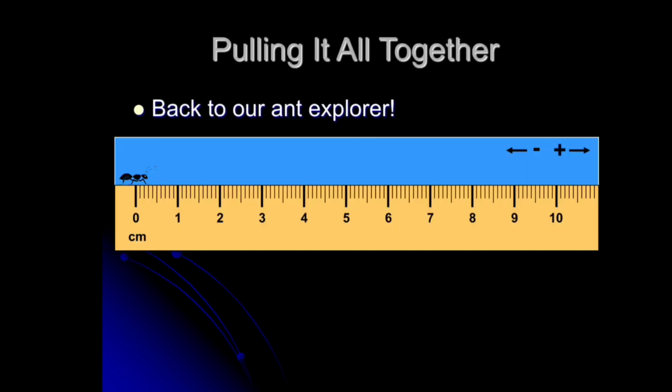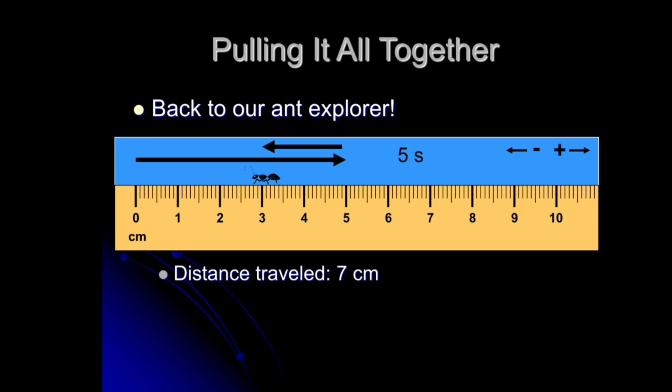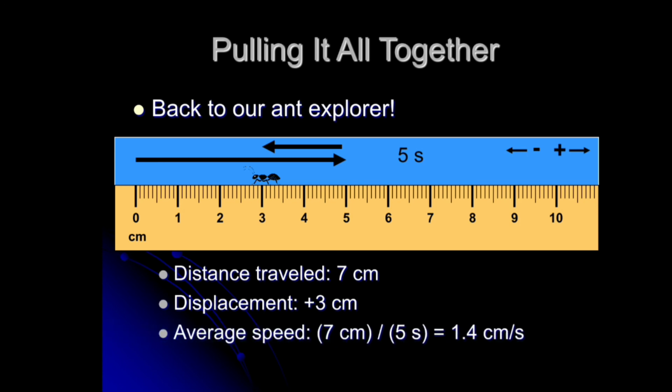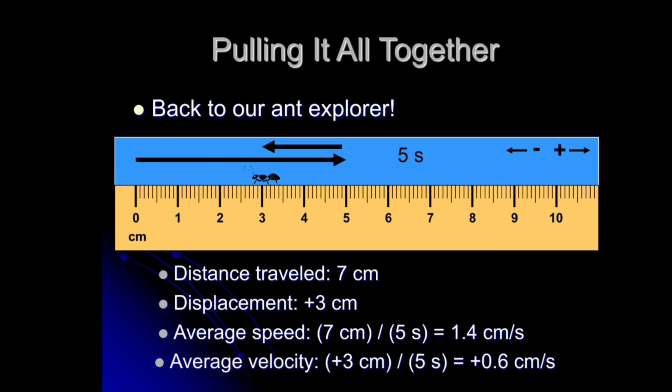Now let us go back to our ant explorer. Here you can see distance traveled is 7 centimeter and displacement is plus 3 centimeter. Then what is the average speed? It will be 1.4 centimeter per second. And what will be the average velocity? It is plus 0.6 centimeter per second.